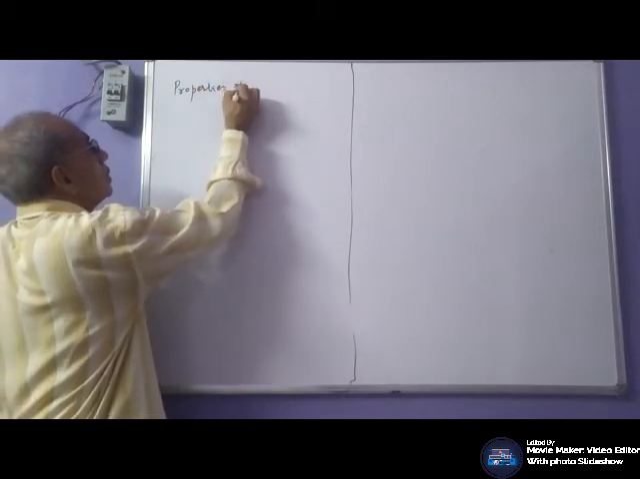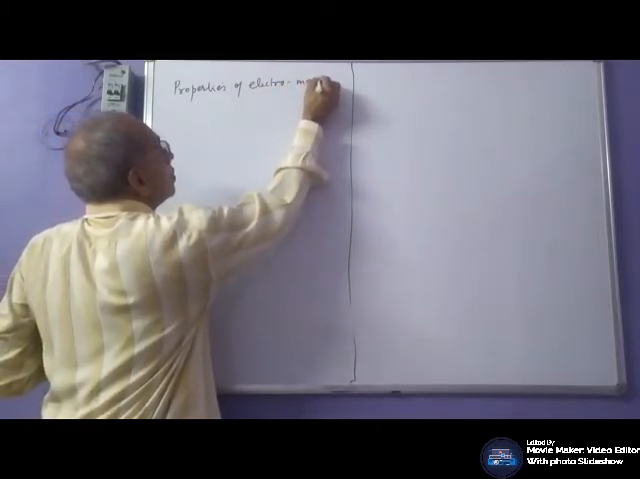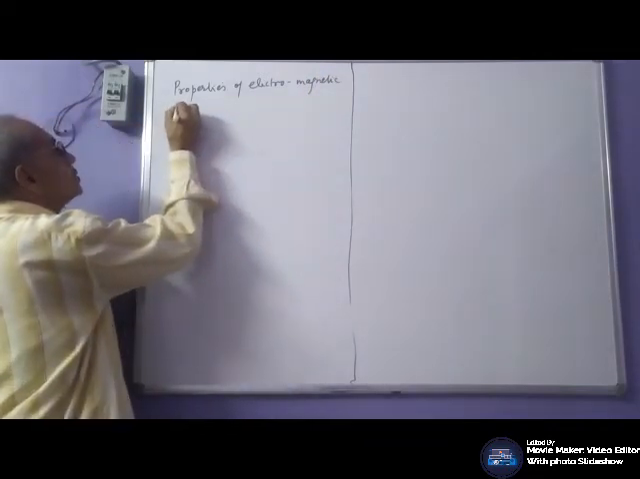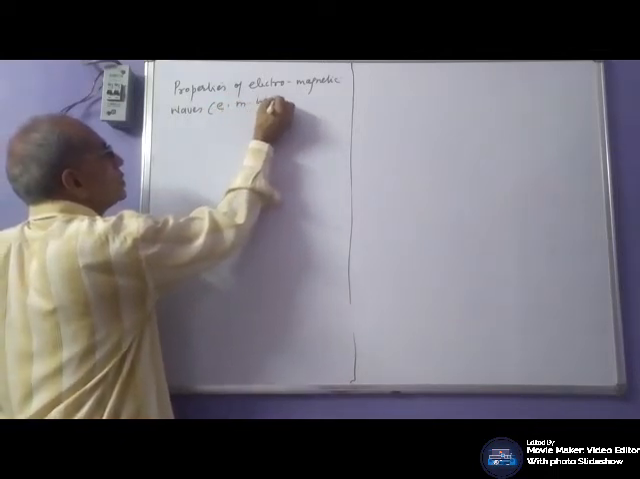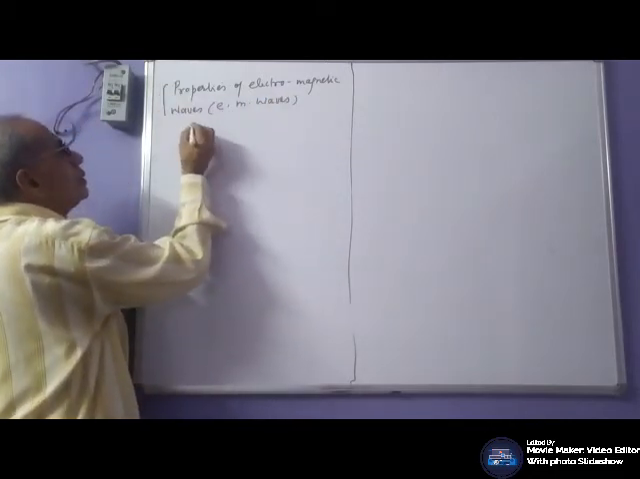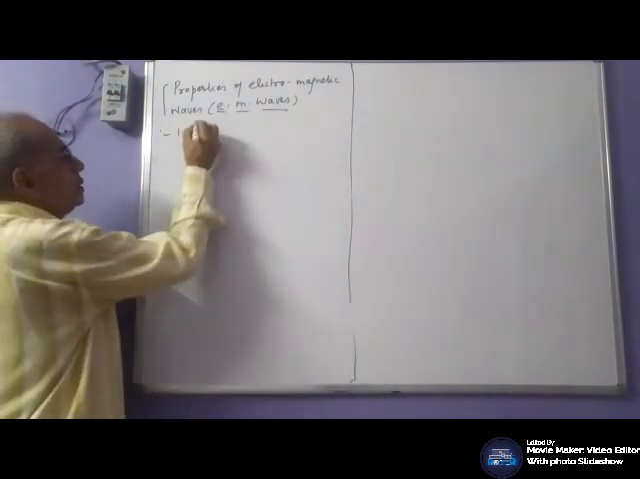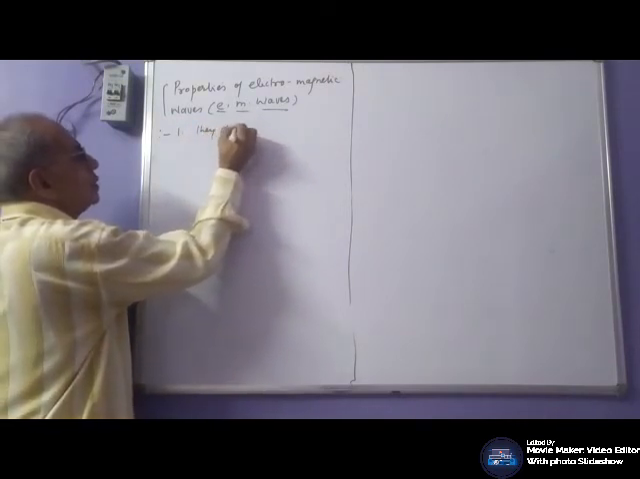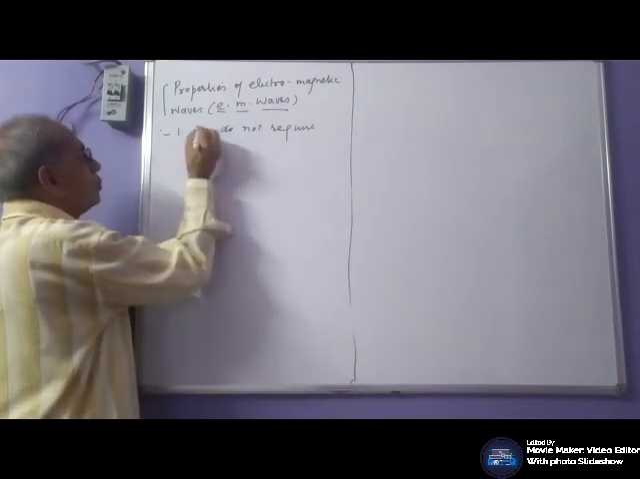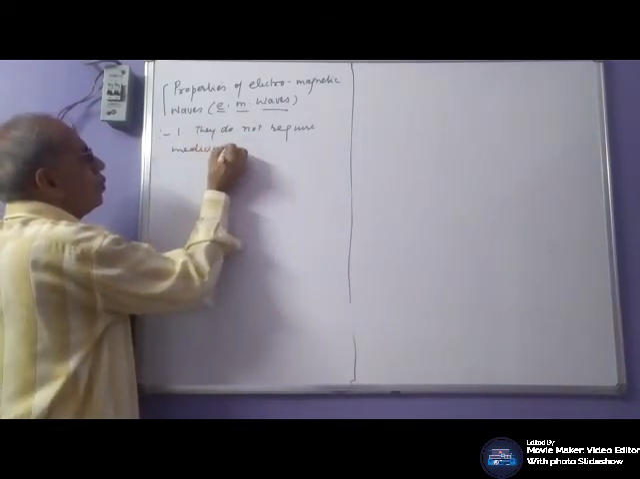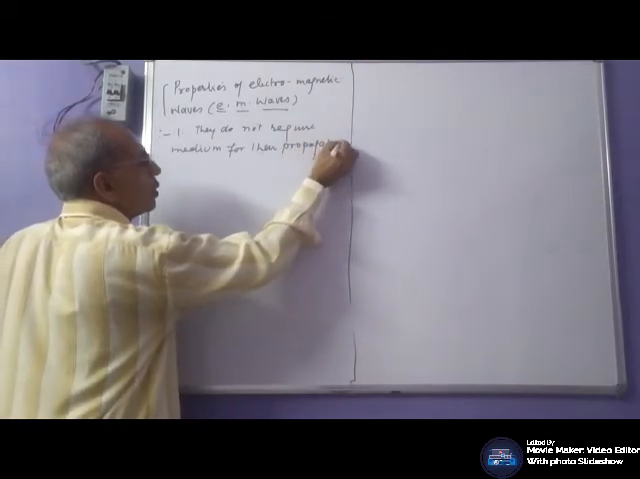Properties of electromagnetic waves. EM waves, electromagnetic waves. First property: they do not require a medium for their propagation or their motion.